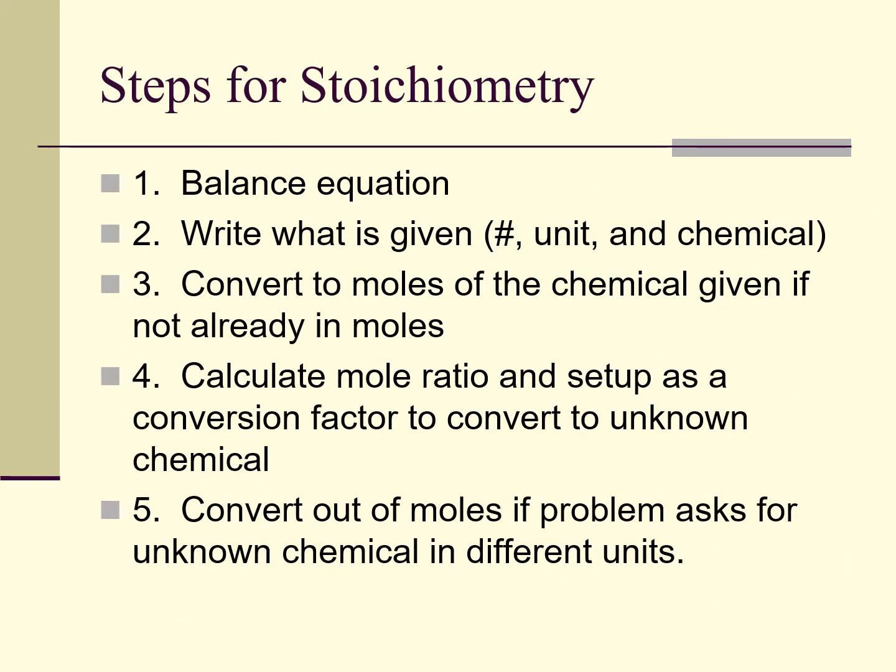Okay, so steps in stoichiometry. Balance first. It is important that you balance first the equation. Write what is given. Convert to moles of chemicals given if not already in moles. Calculate mole ratio and set up as a conversion factor to convert to unknown chemicals. Convert out of moles if problem asks for unknown chemicals in different units. Convert out of moles if problem asks for a known chemical in different units.